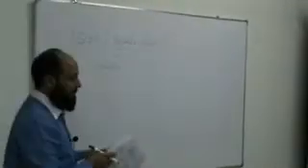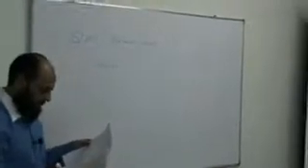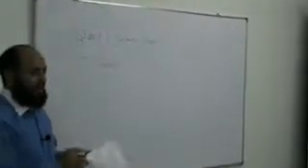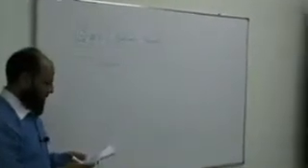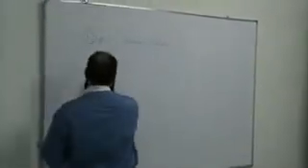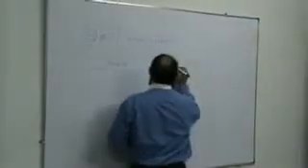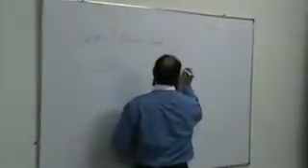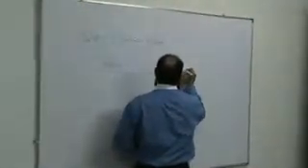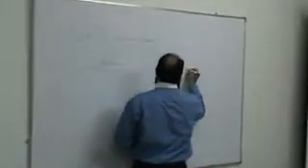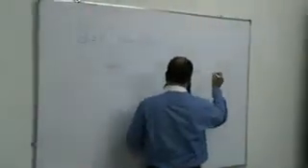Question number 8. In question number 8, you need to complete this balance sheet using the ratios which are mentioned. So the format of the balance sheet: left hand side is the assets, right hand side is the liabilities and owner's equity.